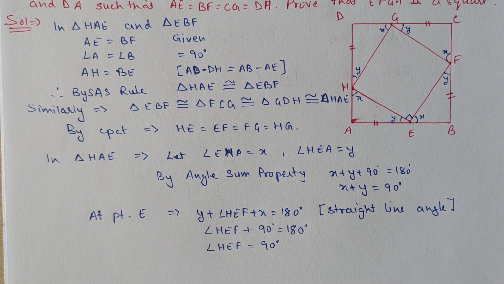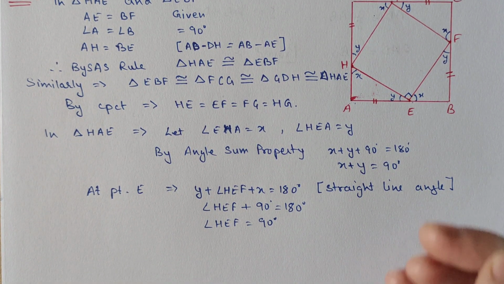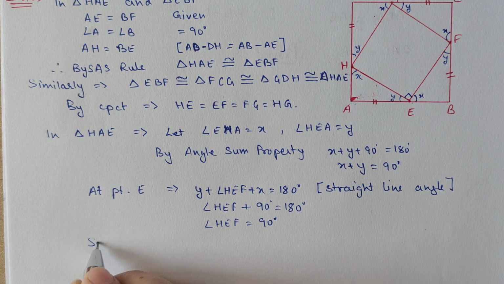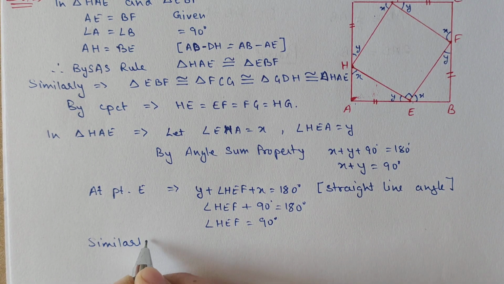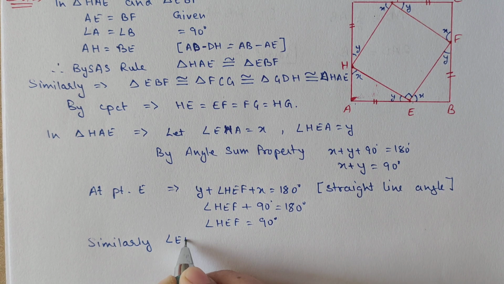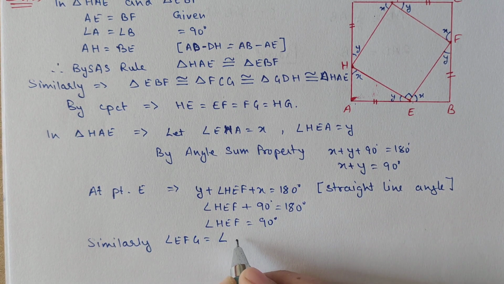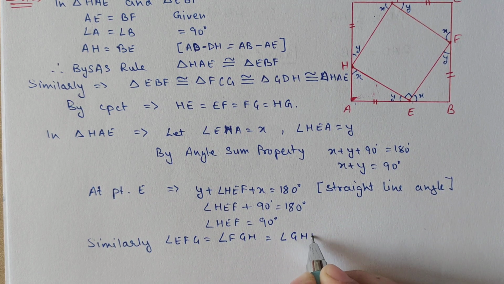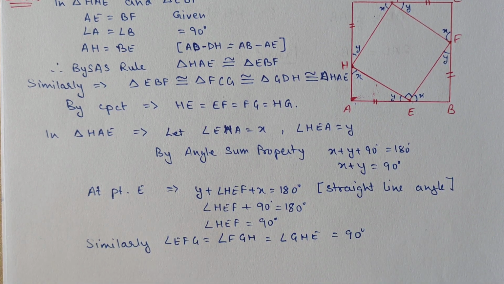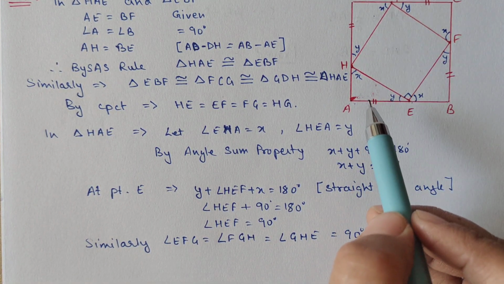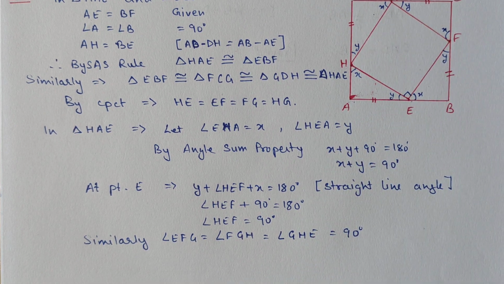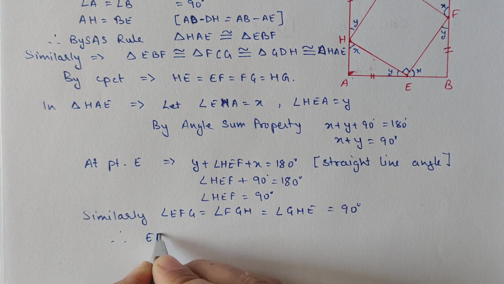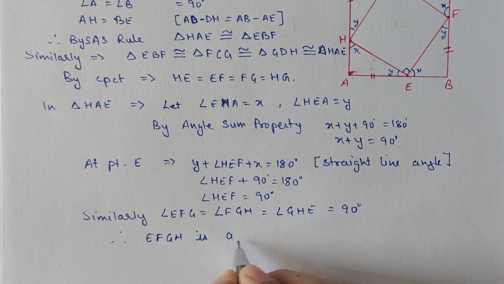It means this angle is 90 degree. Similarly, this angle also will be 90 degree. This one also will be 90 and this one also will be 90. So we can write similarly angle EFG is equal to angle FGH is equal to angle GHE, all are equal to 90 degree. And if all the four interior angles are 90 degree and all the four sides are equal, it means this is a square. So we can write therefore EFGH is a square.